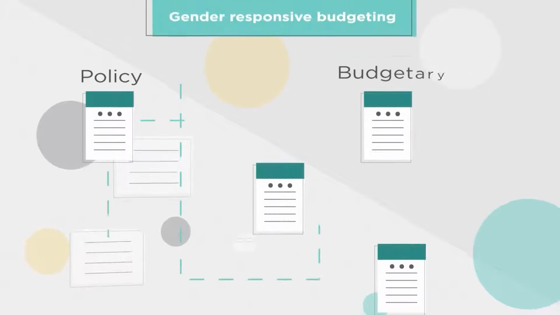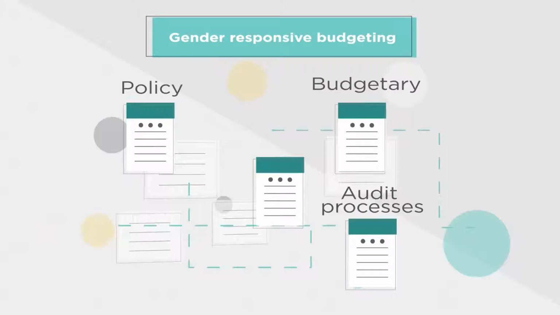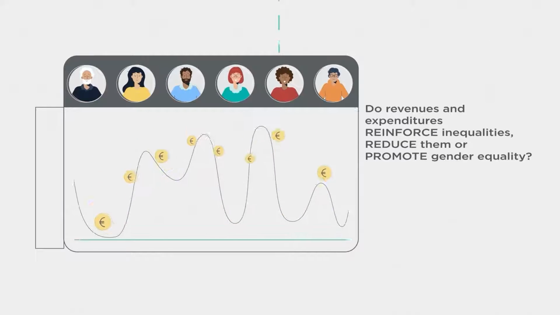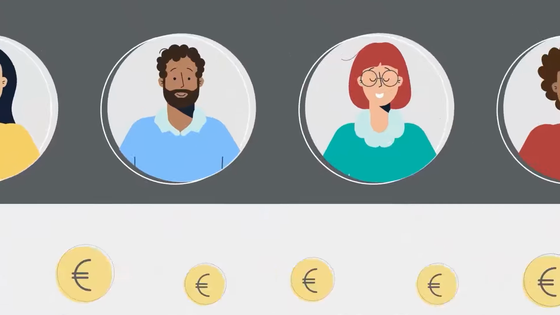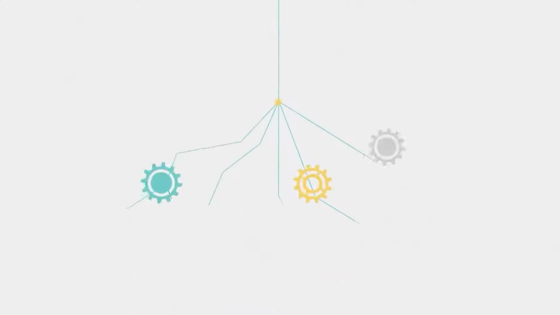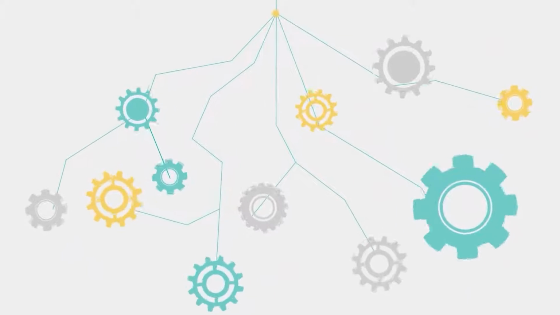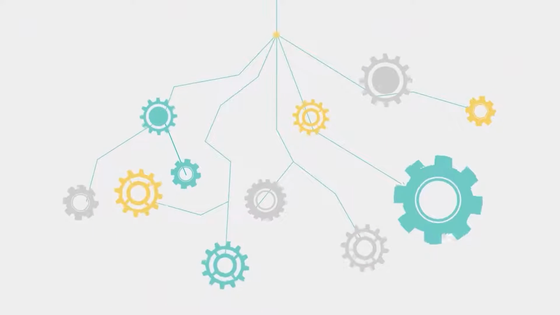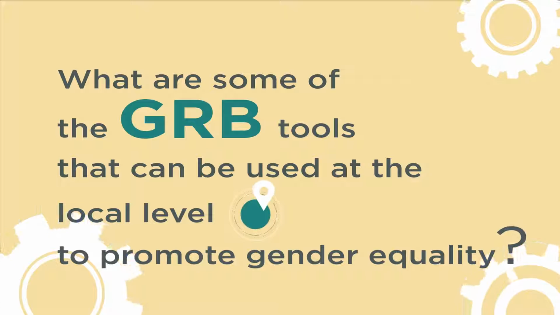Gender-responsive budgeting is an approach to integrate gender equality objectives into policy, budgetary, and audit processes by asking if revenues and expenditures in a budget reinforce inequalities, reduce them, or promote gender equality. It involves systematic usage of tools and procedures in the budget cycle and uses fiscal policy and administration to promote gender equality. What are some of the GRB tools that can be used at local level to promote gender equality?